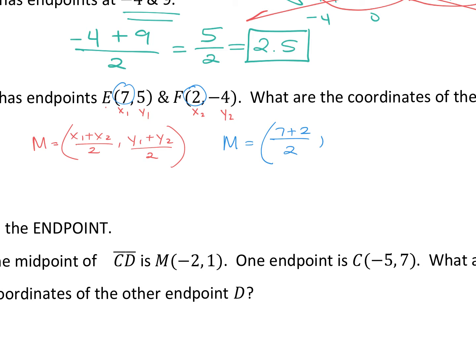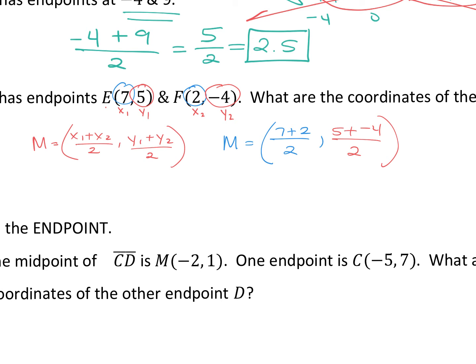Okay, and then we just put a comma in between. We're naming a new point, right? It's the midpoint that we're finding. So put a comma, and then it's going to be your y values. 5 plus -4 divided by 2. And midpoint is always addition, but if we're adding a negative, it can look like subtraction, right?